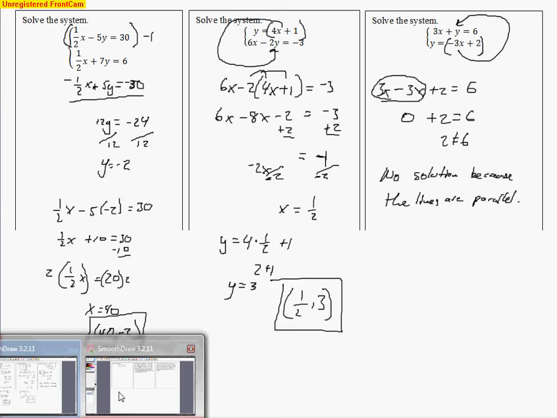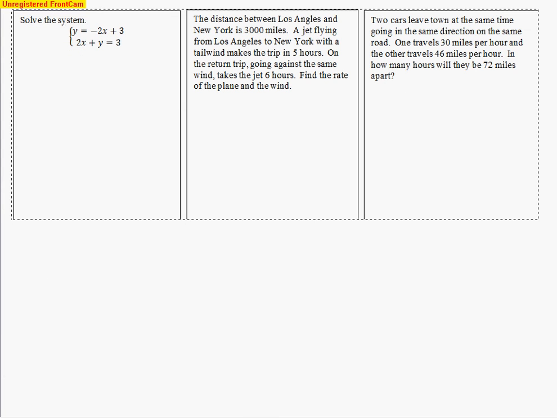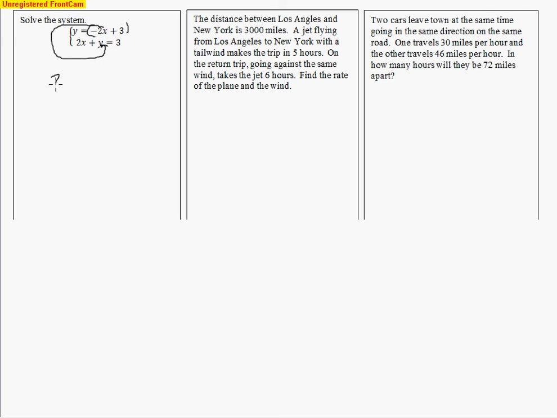Well, looking at the last three problems, we got another one here. This one I'm going to go ahead and use substitution and plug it in here. I've got 2x plus negative 2x plus 3 equals 3. So the 2x and the negative 2x cancel each other out, and it doesn't equal 0, it equals 3, so let me fix that.